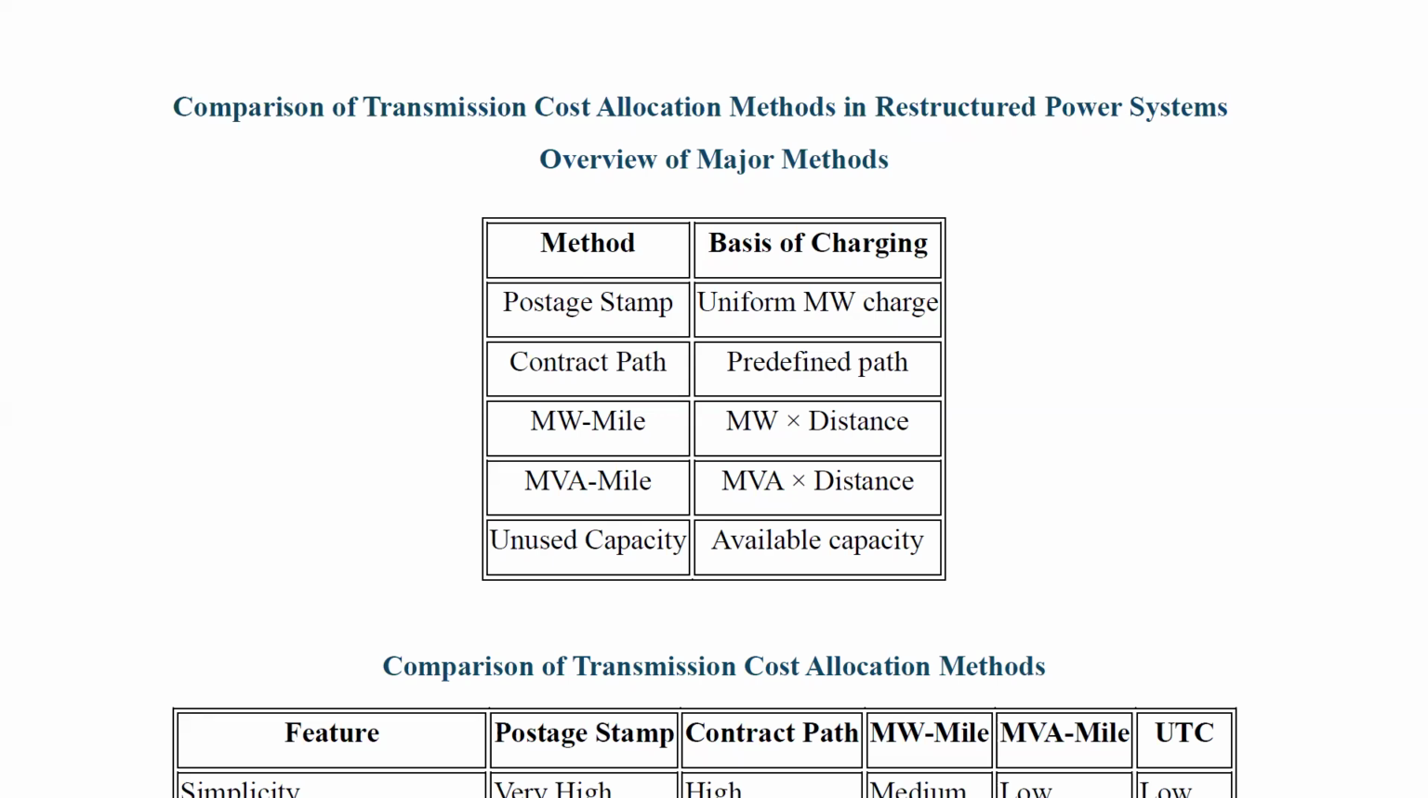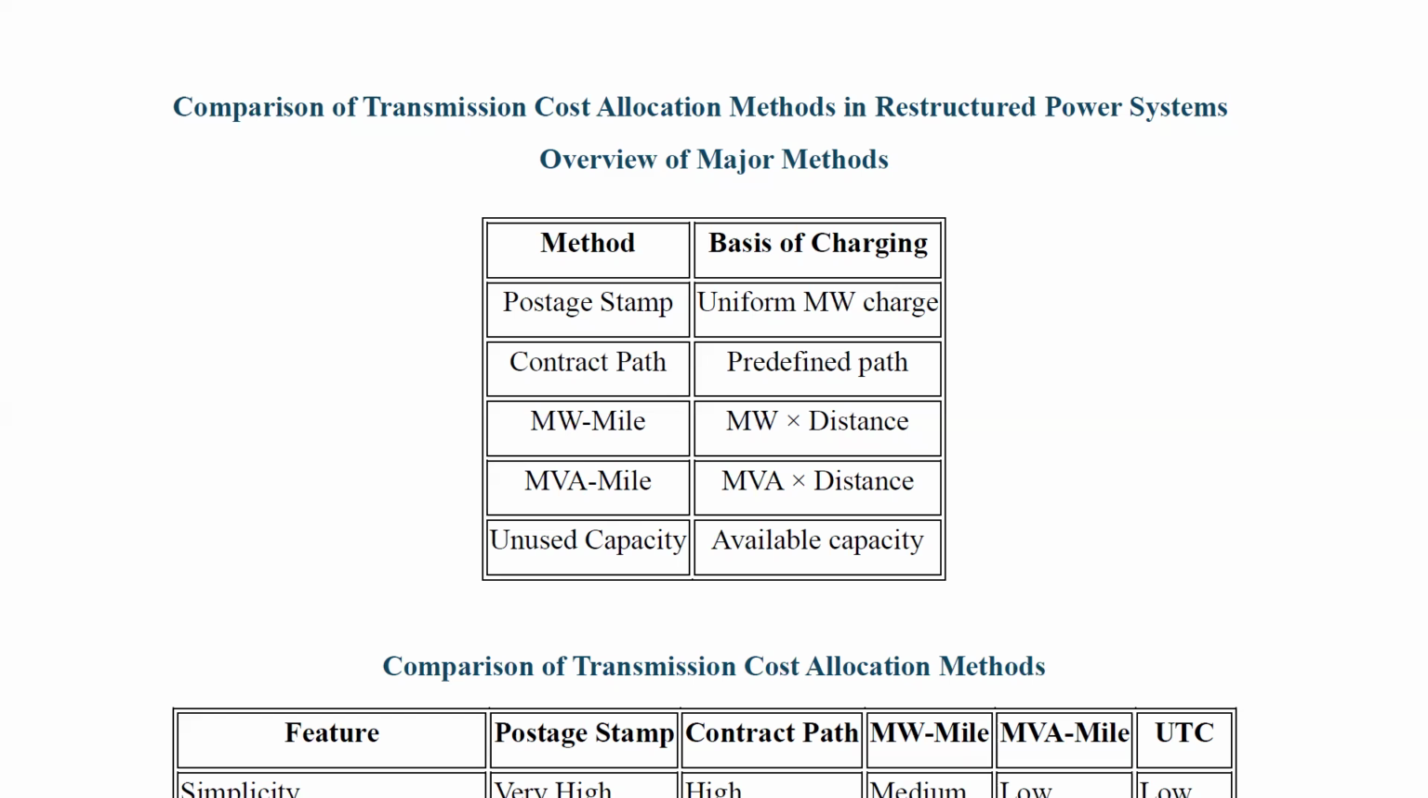Today, we are going to see the comparison of transmission cost allocation methods in restructured power systems. In the previous classes, we have discussed in detail the postage stamp method, contract path method, megawatt mile method, MVA-Mile method, and unused transmission capacity methods.